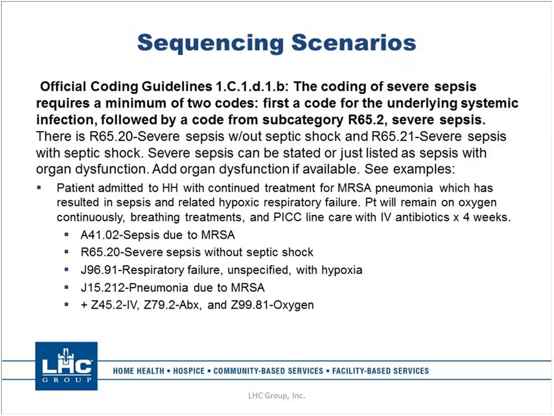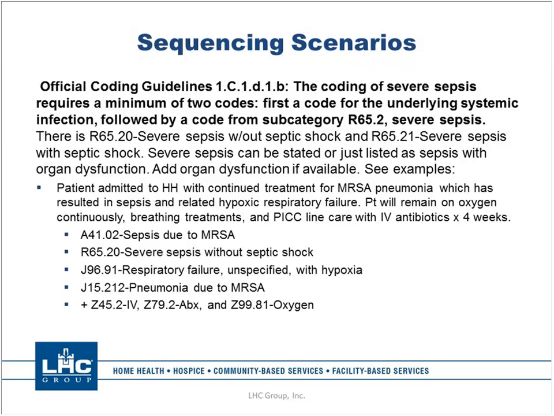code, sepsis due to MRSA, A41.02. Then our severe sepsis code without septic shock, didn't say anything about septic shock, so that's R65.20. We do happen to know what our organ dysfunction is, so we're going to add J96.91, respiratory failure unspecified with hypoxia. They didn't tell us it was acute. They didn't tell us it was chronic. It's merely unspecified. And then our localized infection, which brought all of this on, which was pneumonia due to MRSA, which is J15.212. Now, I can hear everybody saying, okay, well, you said we didn't need the extra antibiotic code.